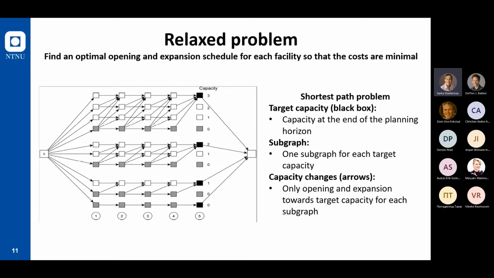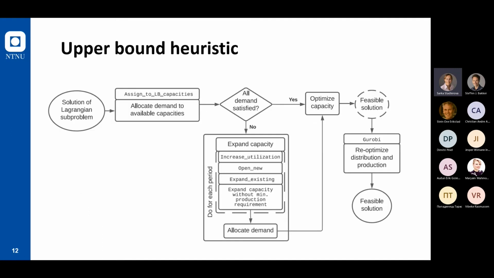And then we can also ensure that our shortest path is a feasible and optimal solution for the relax problem. Unfortunately, the solution of the relax problem is not feasible for our original problem. So we need a heuristic to build up a feasible solution.